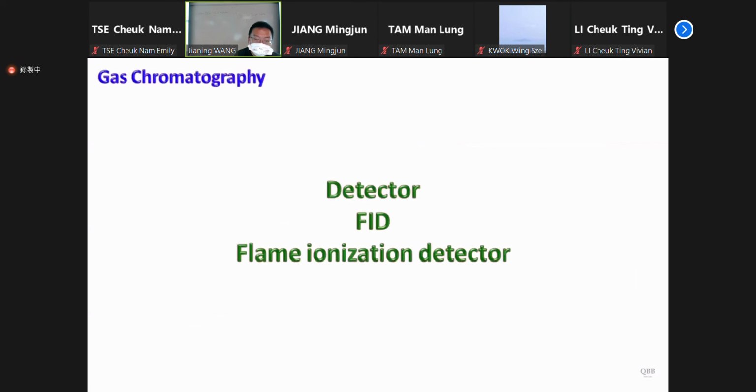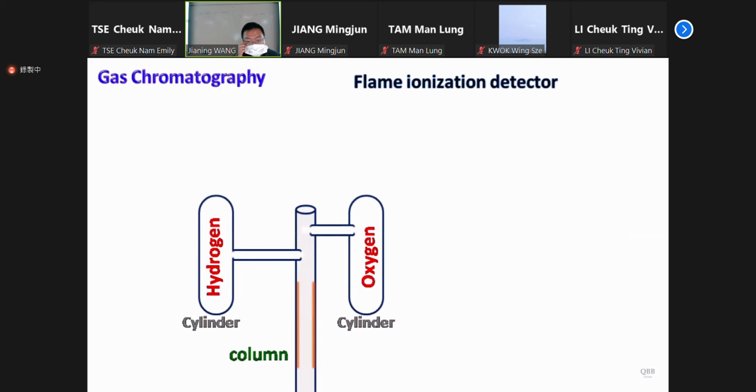One of the most common detectors used with gas chromatography is the flame ionization detector, or FID. The flame ionization detector has 3 inlets: one for the carrier gas, which comes from the column, and the other two for hydrogen and oxygen. The igniter ignites hydrogen and oxygen to produce a flame. When the sample molecules reach the flame, they get ionized and electrons are released.